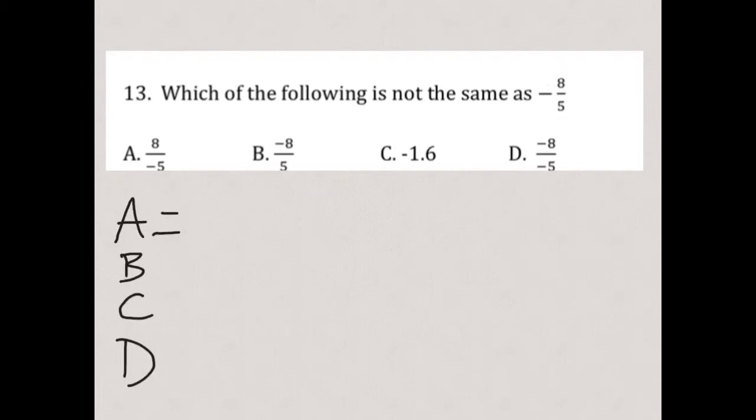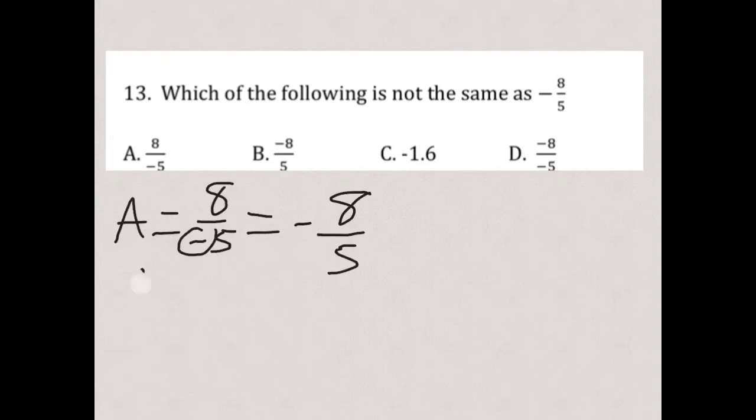Now, 8 over -5. Well, what's positive 8 divided by -5? Well, it's still -8 over 5, because there's only one negative sign. Now, let's look at B. Let me make a little more room right here. B is saying, what if -8 was divided by 5? Well, again, there's only one negative sign, so -8 over 5.